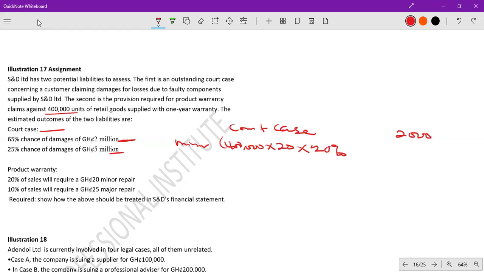The major will still be the 400,000 units that were sold, times the probability of its occurrence, 10%, times the cost of each major repair, 25. Put the amount there, and the total becomes the provision required. Is that okay?